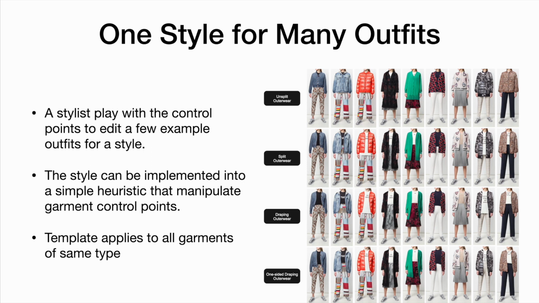On the right, you can see examples where we define a couple of styles for how we want to drape the outerwear. When we apply those rules to different outfits, you can see all the outerwear drapes in the same fashion, despite the rest of the outfit being different. And the garments are also different. Some of them are longer, some of them are shorter.